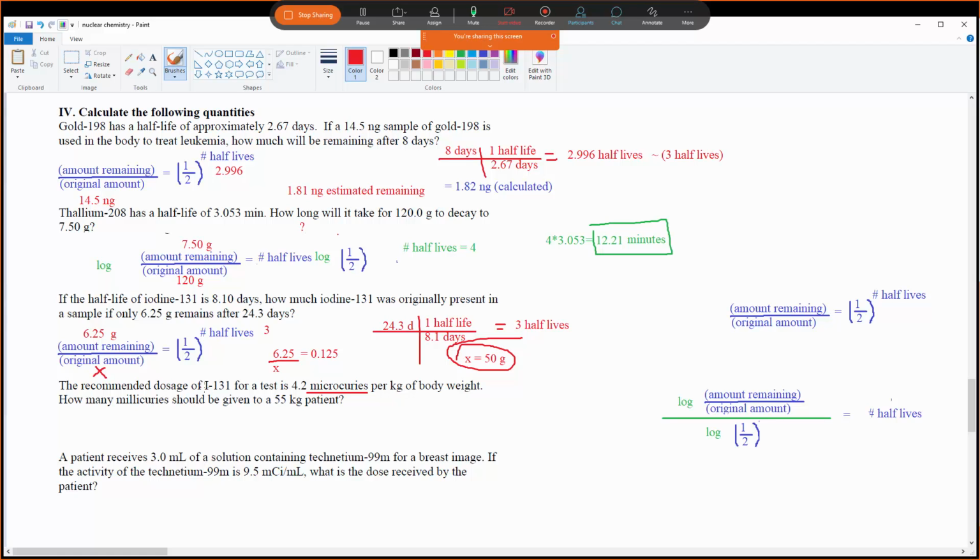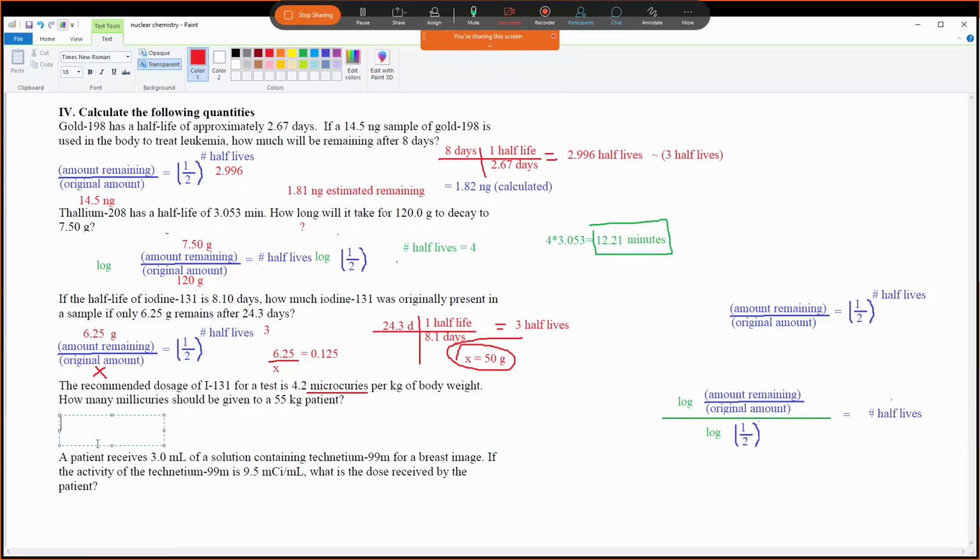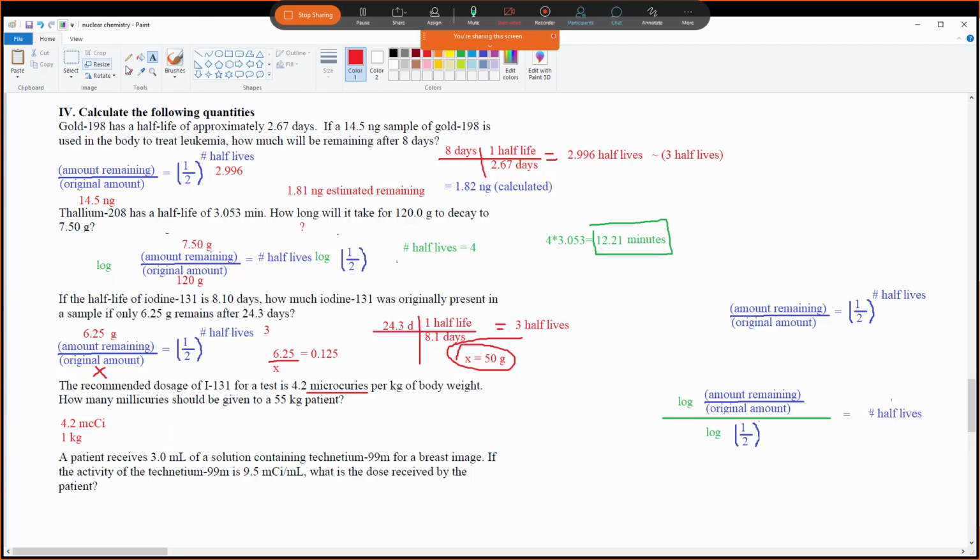So here we go. The recommended dosage of iodine-131 for a particular test is 4.2 microcuries per kilogram of body weight. Let's write this here. This is 4.2 microcuries per every 1 kilogram of body weight. That is your dose. Just like how when we had our dosing at the very beginning of the semester and you were doing grams per kilogram or milligrams per kilogram, it's the same thing. And they want to know how many millicuries should be given to a 55 kilogram patient.